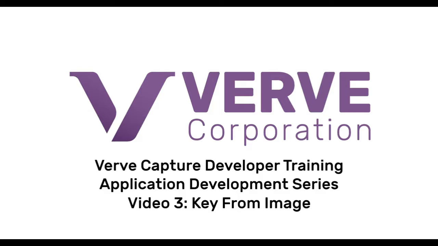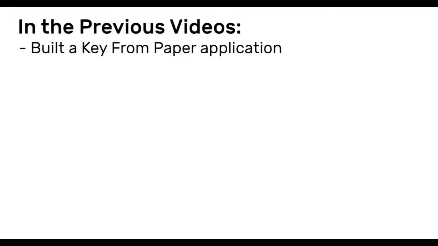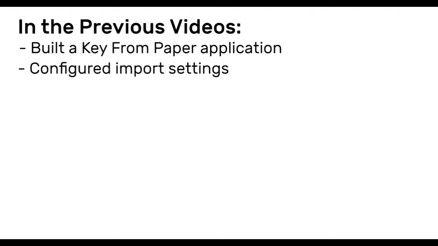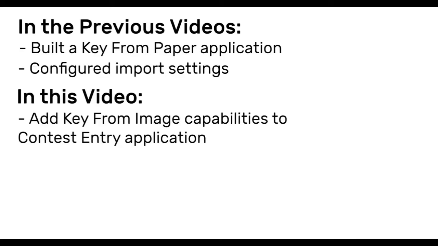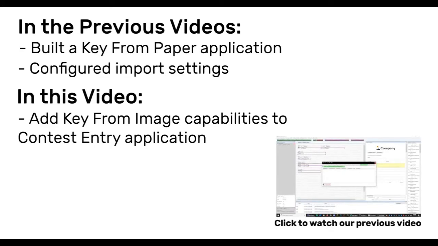This is the third video in the Verve Developer series. In the previous videos, we built the key from paper version of the contest entry application and then configured the import settings. This video will continue the development of the contest entry application by adding key from image capabilities. As always, if you have not watched the previous videos, it is highly recommended that you watch them now and come back to this video afterwards.